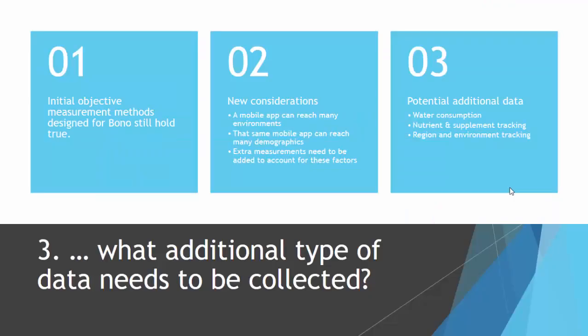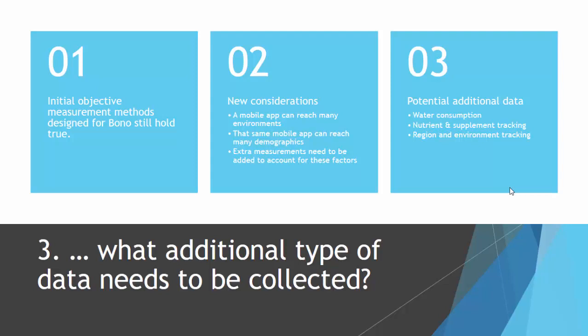Question 3. As we train Bono, we notice an opportunity to help many others like Bono that share the same problem. Through a mobile app, our fitness training model could be scaled easily to accommodate hundreds or maybe even thousands of other people from different social demographic profiles. We must first discuss if the initial objective measurement indexes designed for Bono will still hold true in this situation, and if not, what additional type of data need to be collected.